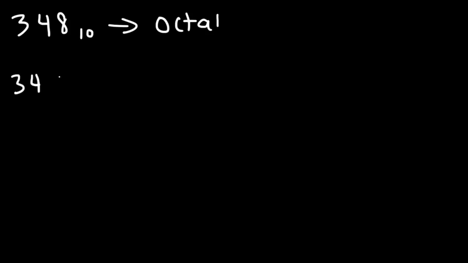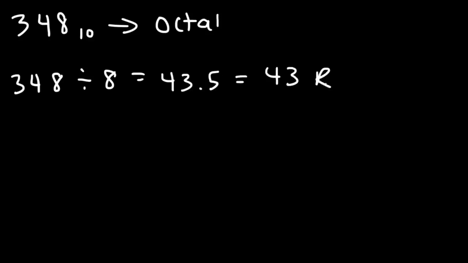So 348 divided by 8. That's going to be 43.5. So this is 43 remainder. Now to find the remainder, multiply 8 by 0.5. So 8 times 0.5 is 4. So it's 43 remainder 4.